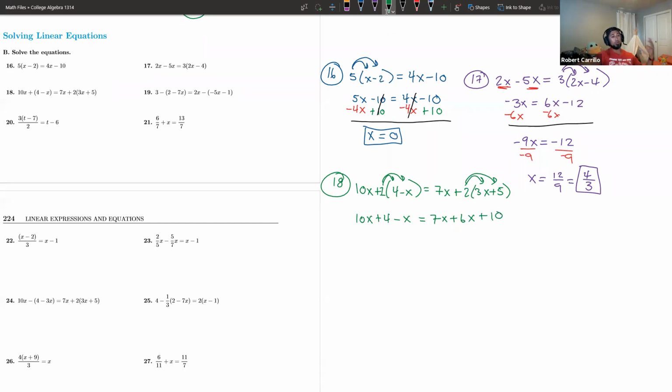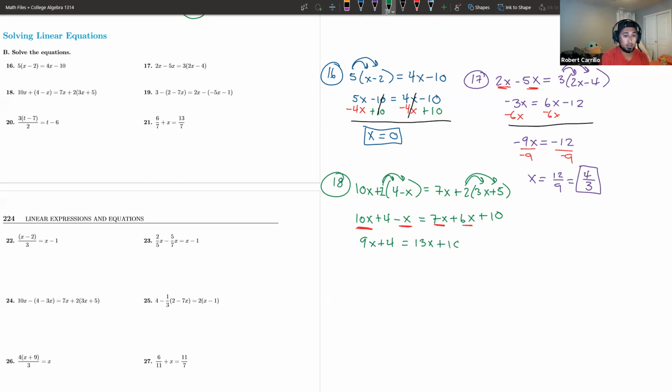And now we have distributed on the left side and the right side, and we will combine like terms now. So on the left side, we have 10x, negative x. We can combine those since they have the same variable. I'll be left with 9x plus 4. On the right side, we have 7x and 6x. Again, same variable. Add the terms up.